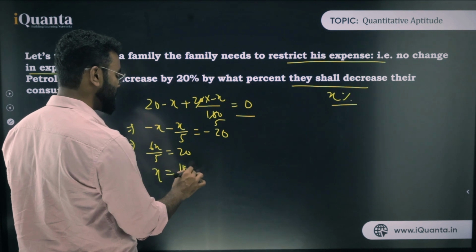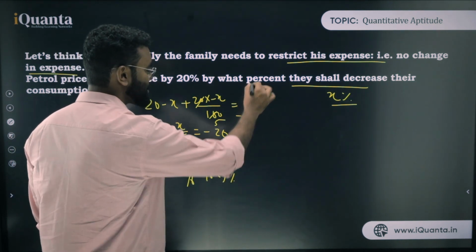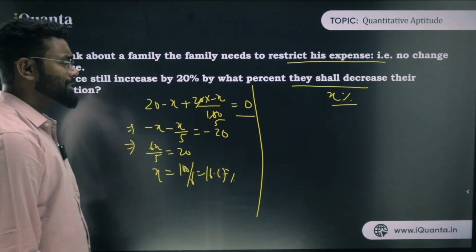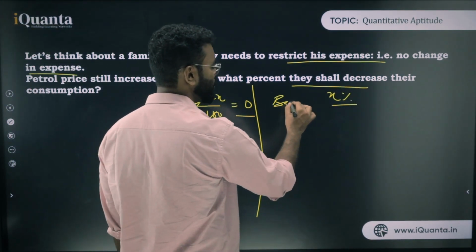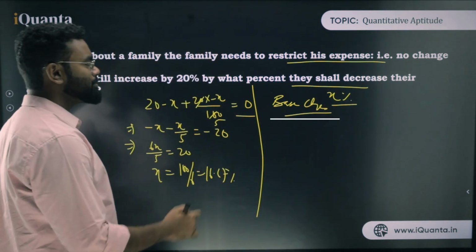That is 100 upon 6, which is nothing but 16.67%. This is one method to solve this question. What is the second method to solve this question? Now we can use base change also. Think about it. We can use base change here. We have just learned base change, so we can use it here.